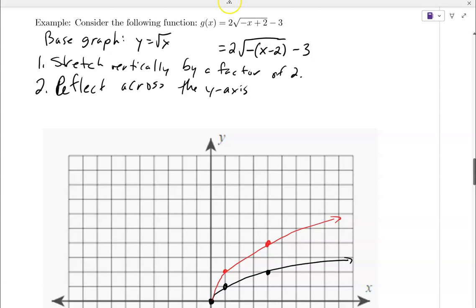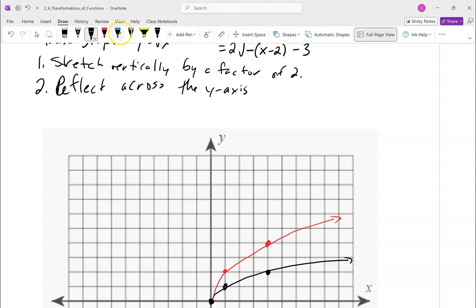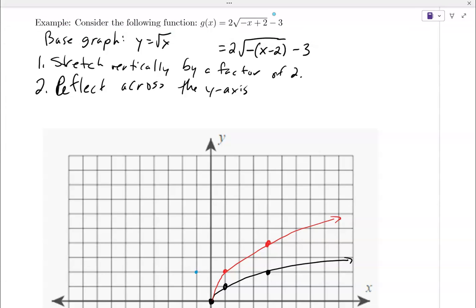So again, let's track points. Where does 0, 0 go when you flip it across the y-axis? It doesn't go anywhere, right? Where does this point here at 1, 2 go to? So we're going to flip left, right. It's going to go to negative 1, 2, right? It's going to take the input and make it negative, right? Where does the point at 4, 4 go to? Negative 4, 4 over here. So you'll get a graph that goes that way.